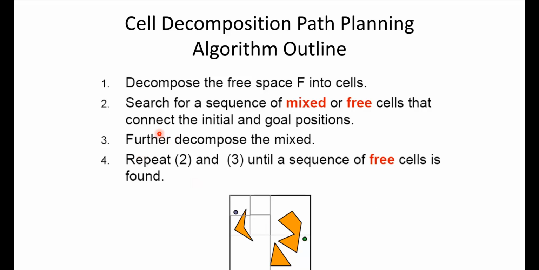If that's the case, then I decompose the mixed cells. So I'll divide this into 4. Then I'll go back to step 2. I go through all of my different cells here. I see, are they mixed? Are they free? Are they occupied? I decompose the mixed ones, and I just keep iterating this until I hit maybe some minimum length scale.